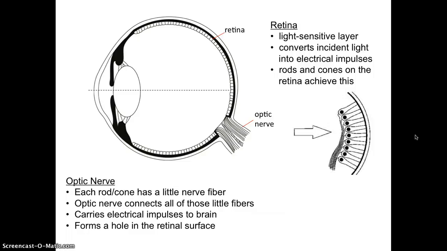Because all of those little fibers have to go from the outer layer down inside, they have to pass through the retina. There's a hole in the retinal surface where all of those optical fibers come together, where the optic nerve passes. That hole is called the blind spot. You don't have any cones or rods on that surface, and so you can't see any light striking it. That's what the blind spot is.